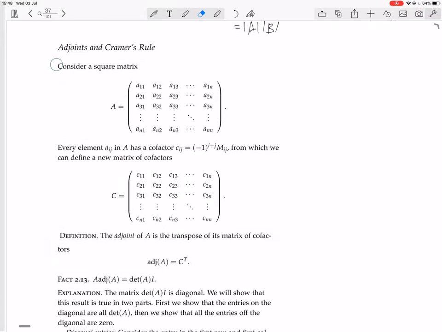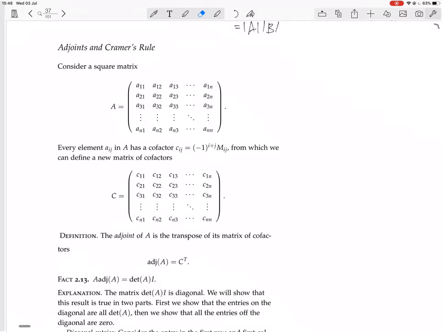All right, consider a square matrix. Here's a square matrix, A. Every element aij in A has a cofactor, cij. It's the corresponding minor, which of course is the determinant of what you get when you cross out the row and column that aij is on, and then a sign, positive or negative, depending on whether the row and column it's in add up to an even number or an odd number.